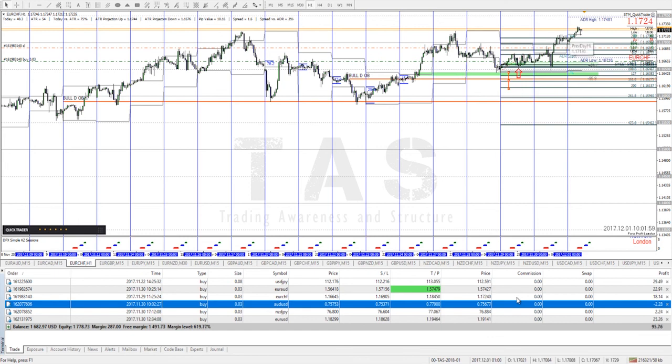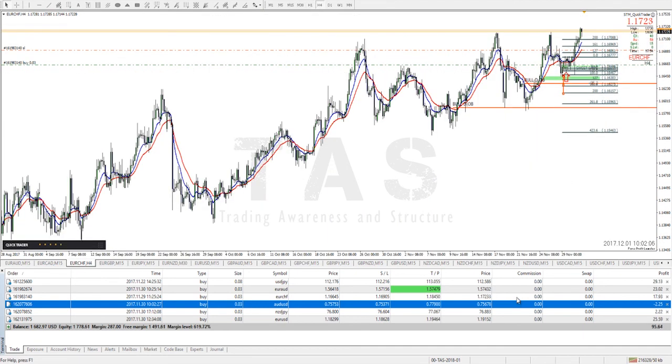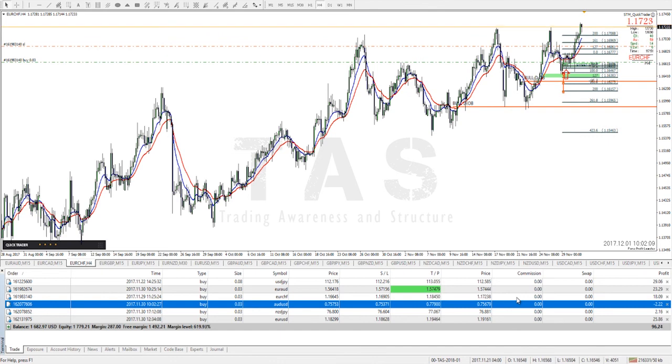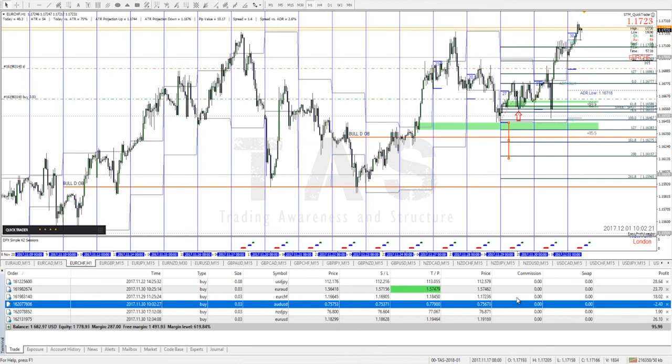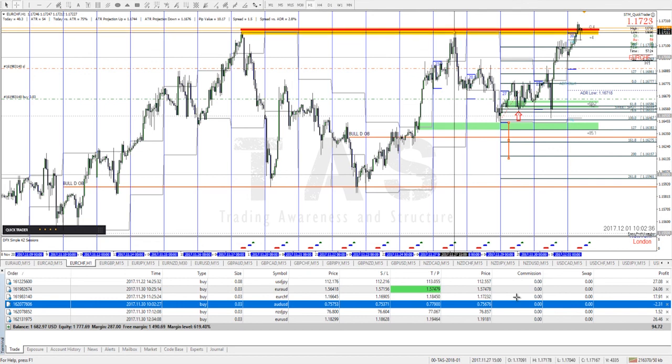What do we do? We do this. You see those stops there? Let me put on my microphone. Those levels there. These levels were taken out. So they were taken out. Let us see how many pips it went up. 9 pips.